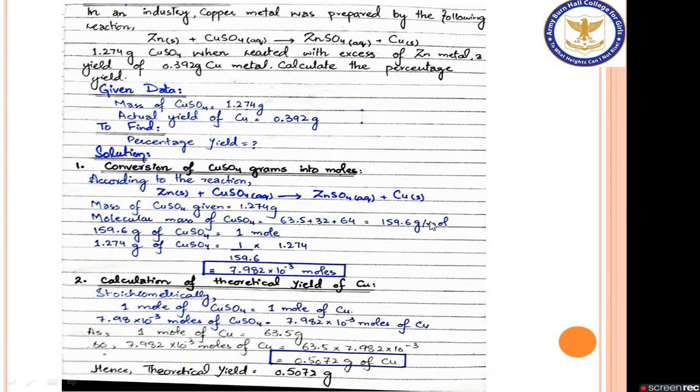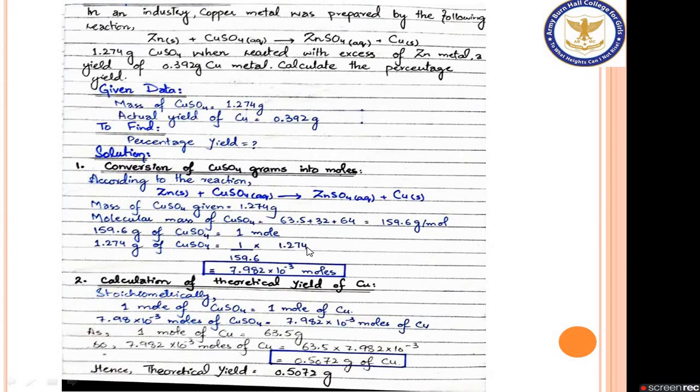We can also use the simple formula for the calculation of the number of moles, which we have used for many reactions: number of moles is equal to given mass divided by molecular mass. You can use that formula, or you can use this relationship: 159.6 grams of copper sulfate is equal to 1 mole. So 1.274 gram of copper sulfate will be equal to 1 divided by 159.6 multiplied by 1.274.